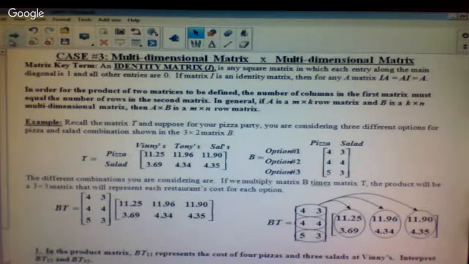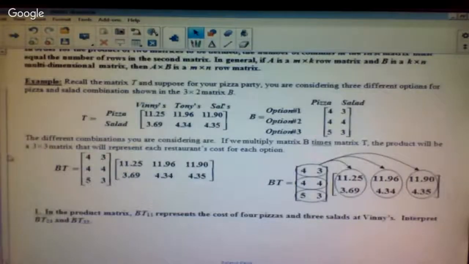Okay, multidimensional times multidimensional. This is where it gets really ugly, which is why I'm not having you do this by hand. In order to do this, you would take each row times each column. So you would take 4 times 11.25 plus 3 times 3.69, and that would give you your top answer. You would then do 4 and 4 times these two, and it would give you the middle answer. 5 and 3 times these two would give you the bottom answer. Then you'd have to shift over and do each one of them against each price. It takes forever to do by hand. We are not going to do that.